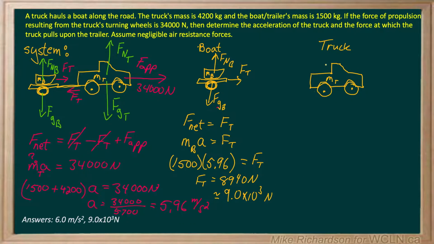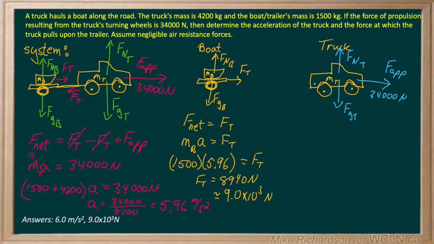Now let's look at the truck. I'll do the truck in blue so we can keep track. Now once again, the truck has a force of gravity down and a normal force that cancels it off because it's not moving vertically. It has an applied force acting to the right from the motor. We know the value of that. It's 34,000 newtons.